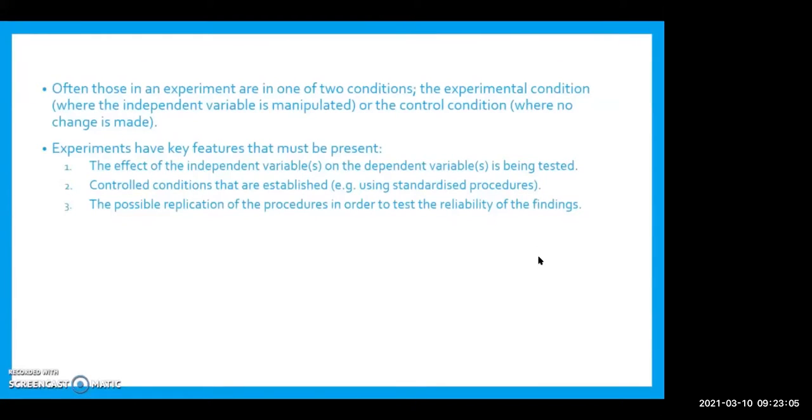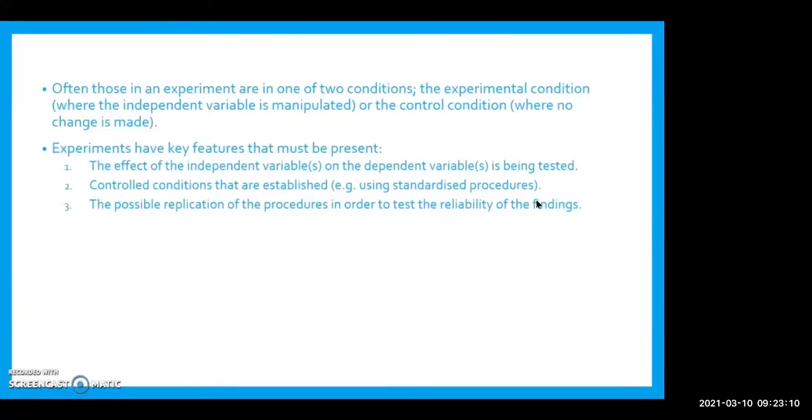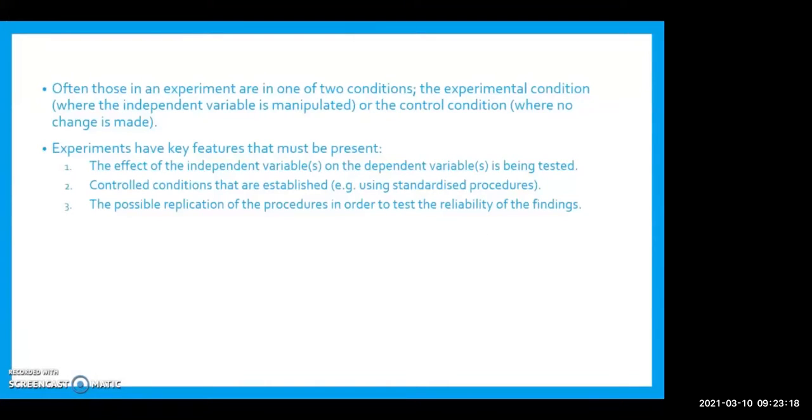Experiments have key features that must be present. 1, the effect of the independent variables on the dependent variables is being tested. 2, controlled conditions are established, e.g. using standardized procedures. And 3, the possible replication of the procedures in order to test the reliability of the findings.